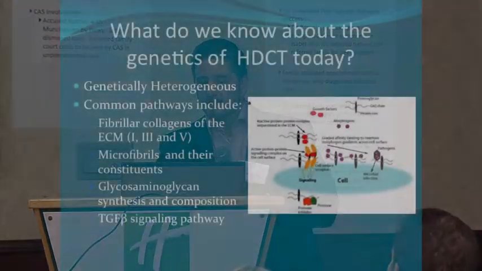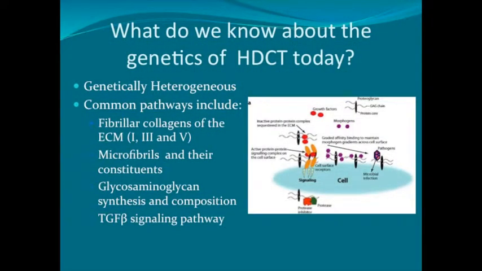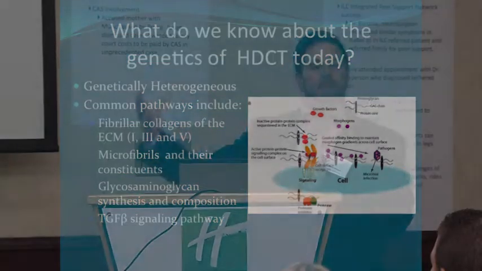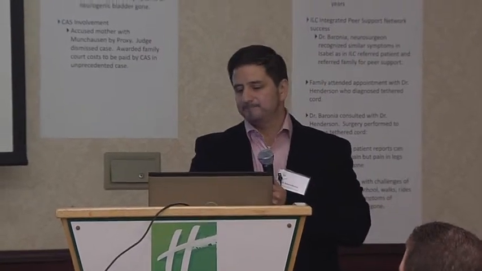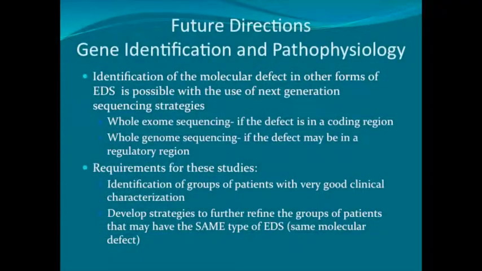So, what do we know about the genetics? I think that this is kind of a conclusion. We do have a common pathway that includes as a common factor the connective tissue, the extracellular matrix. We know the players, but we don't know them all. If we know more of the players and we know how they interact and how they regulate the signaling molecules, we may be able to develop alternative treatment strategies.